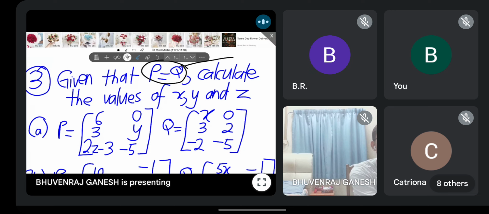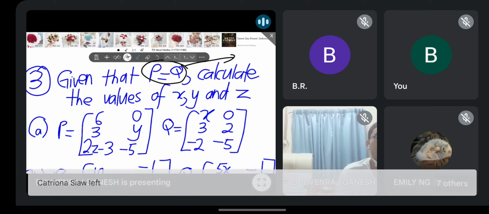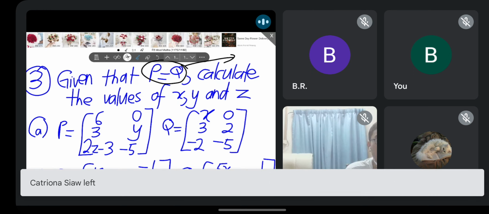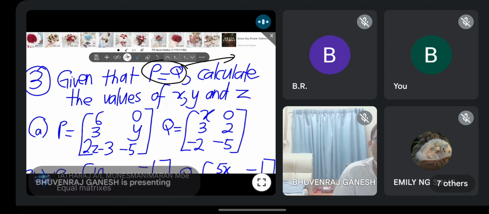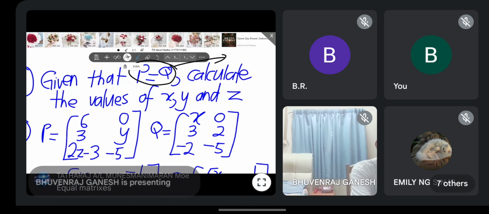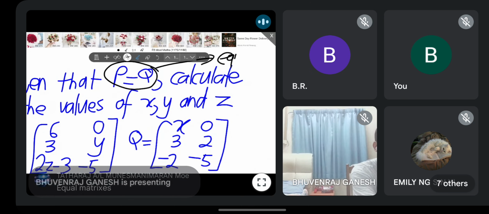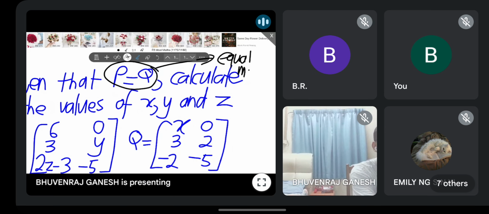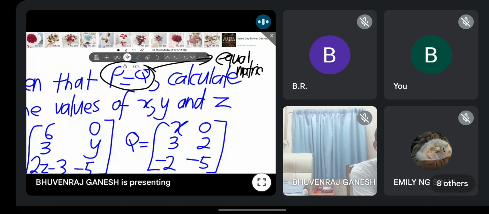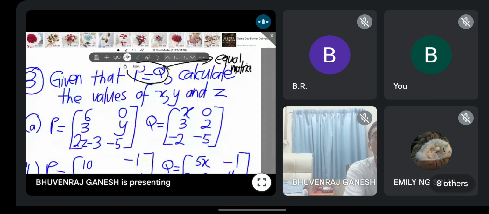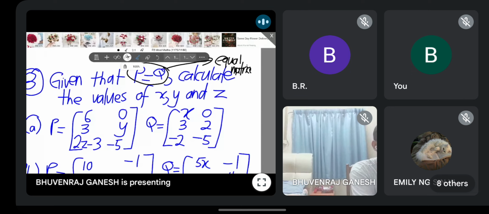So guys, when they say this, what does it mean? Can you all tell me? When they say P equals to Q, what does the question tell you over here? What is the keyword? Anyone? Yes, it should be equal matrices. They won't tell you equal matrices, but they will give you a label and say P equals to Q. So you should know that they are equal matrices.